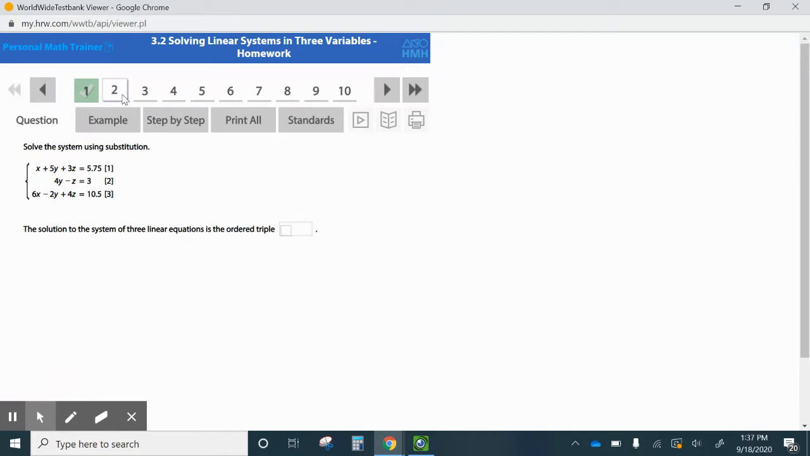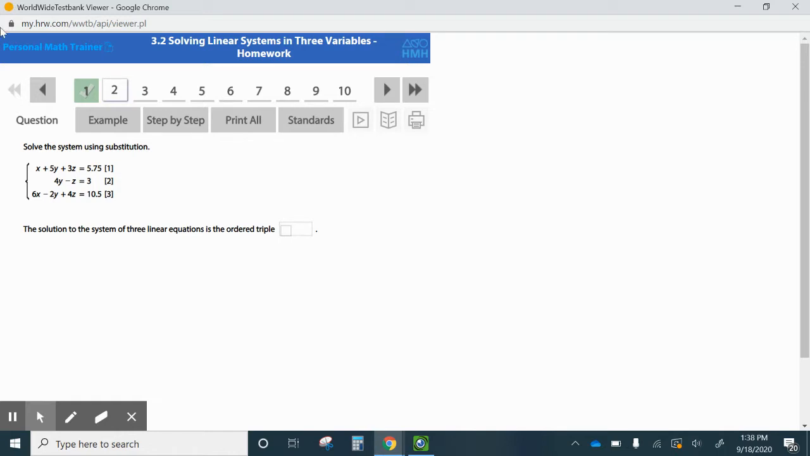All right, and again, I'm going to write question 2 down on a piece of paper. So while I'm doing that, if you want to do that as well. So 1x plus 5y plus 3z equals 5.75. 4y minus 1z equals 3. And 6x minus 2y plus 4z equals 10.5. And they actually number the equations. Okay.